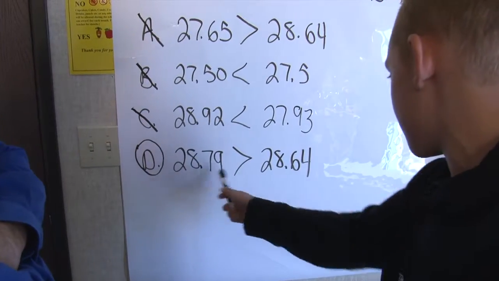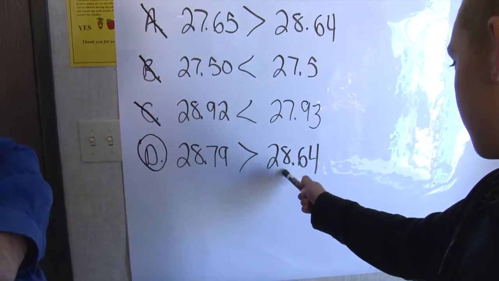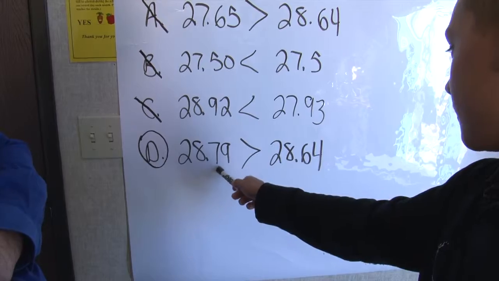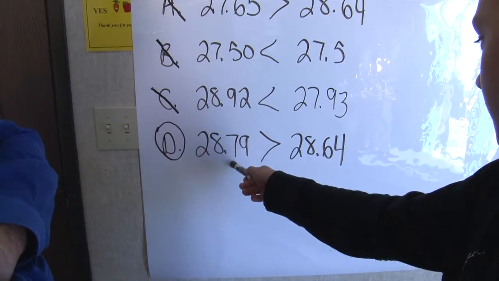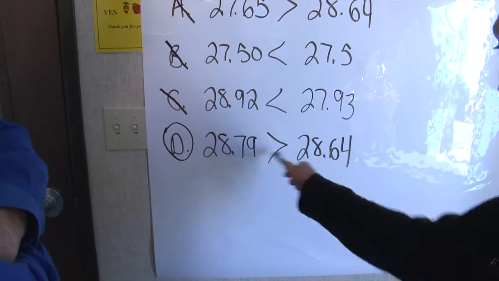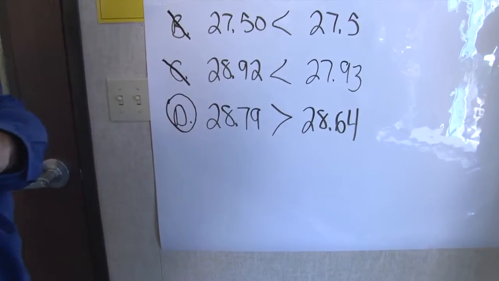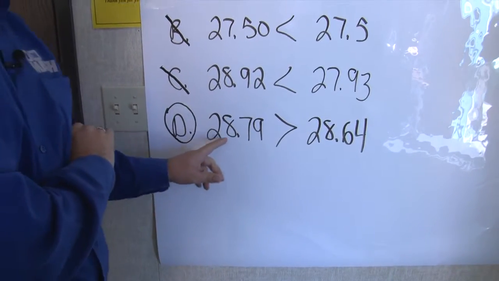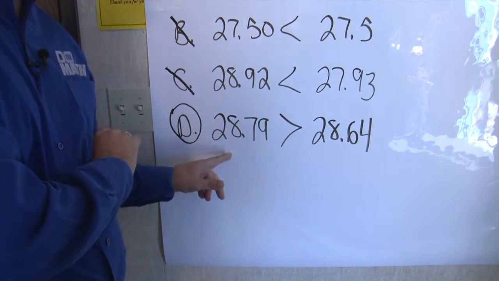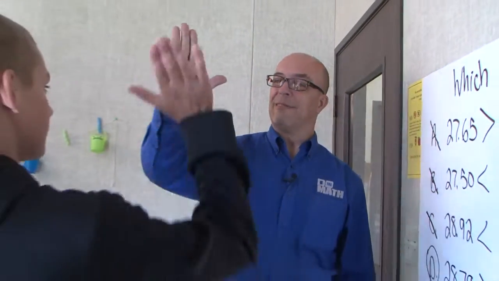So I see that these are both 28. And then if they're both the same, then you look at the first decimal numbers. I can see that 7's bigger than 6. And then these ones won't matter because you already know 7's bigger than 6, so this one is true. Right, perfect. So go ahead and read that one more time in the correct form. 28.79 is greater than 28.64. And instead of saying 28.79, is there another way to say that? 28 and 79 hundredths. Perfect. Brett, nicely done. Perfect work.